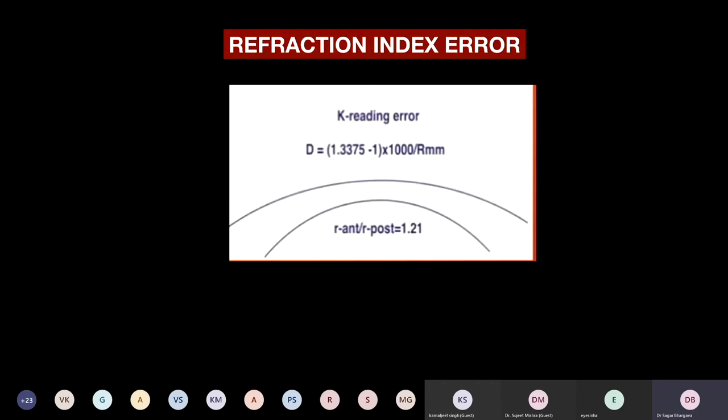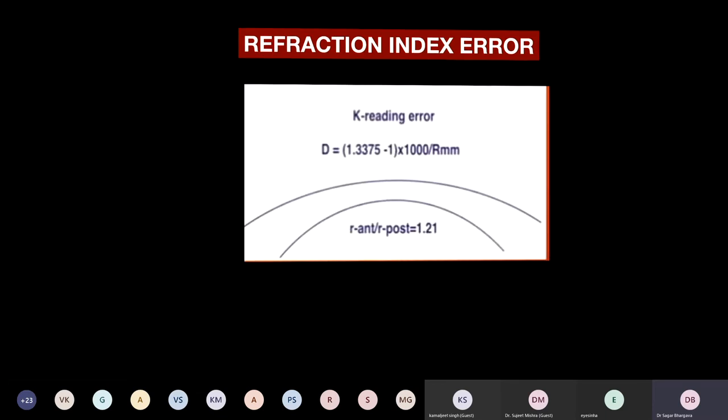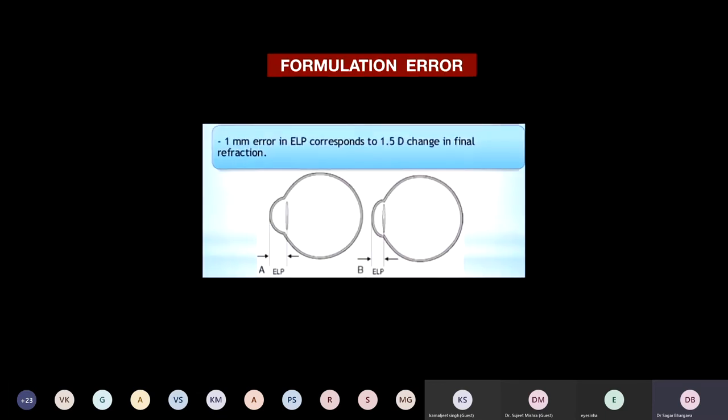But as we all know, when you do a LASIK, it basically flattens the front surface. So this relationship no longer holds true. Though in RK, flattening happens in both surfaces, so the ratio is maintained. So this is the first problem in the formulas that we use. The second problem is actually the formulation error. Dr. Sujeet was mentioning something about ELP. So the third generation formulas, which are like SRK/T, Holladay 1, and SRK II.